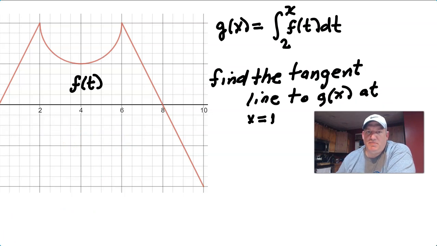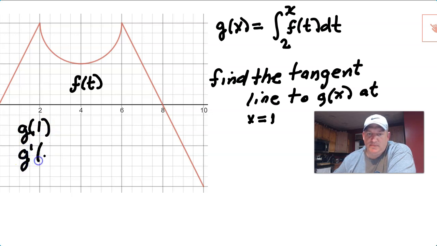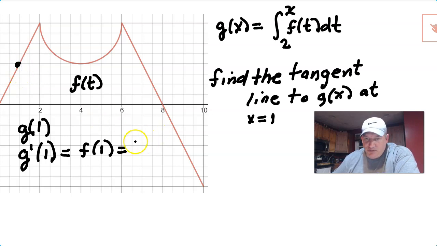In this part of the problem, we're looking to find the tangent line to g of x at x equals 1. So in order to do so, recall that we simply need g of 1, or that's the function value, and we also need g prime of 1, which is going to be my slope. We can do g prime of 1 probably easier, so g prime of 1 would be the same thing as f of 1. And f of 1 based on the graph is up here at a height of 2. So I have a height of 2.